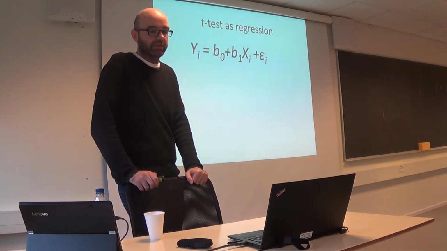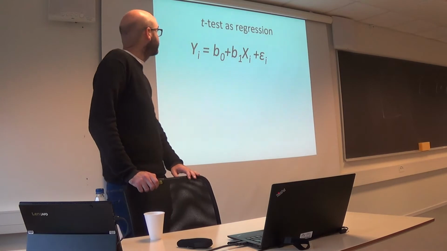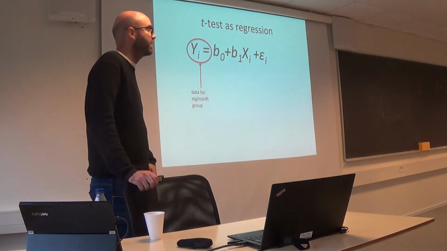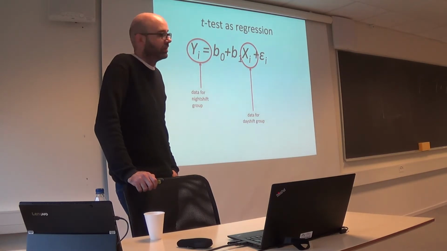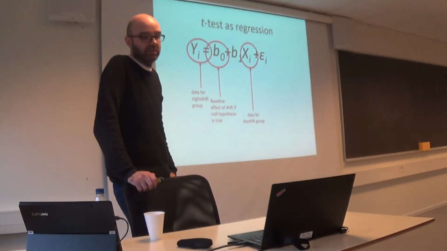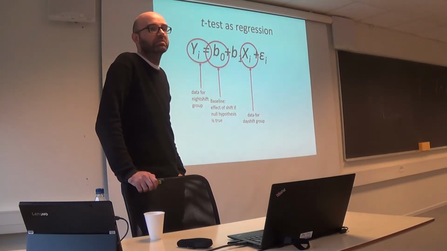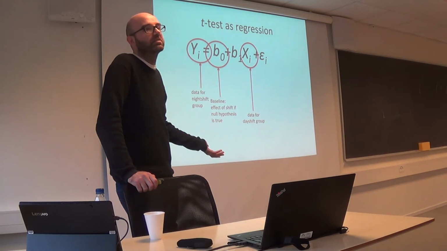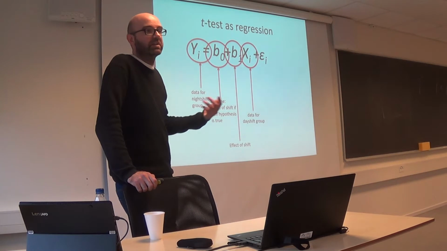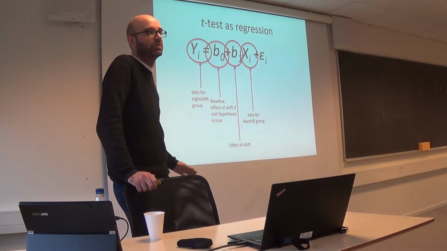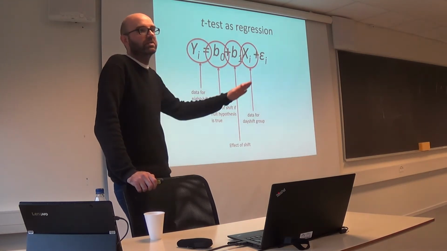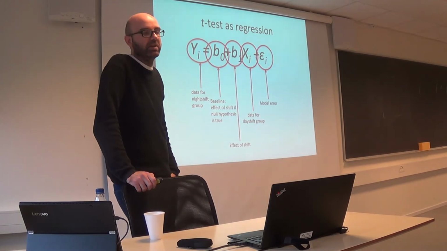Well, let's write up a regression equation. And let's now say that this data point is a data point for the night shift, someone in the night shift group. So that's person 1 in the night shift group. This is a data point for someone in the day shift group. This is the effect of shift if the null hypothesis is true, so where there's no effect of shift. This is the effect of the shift, and we're drawing our line between two places, which is day workers and night workers. And this is our error.